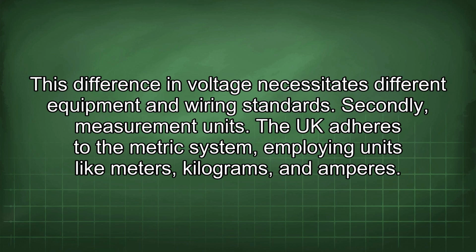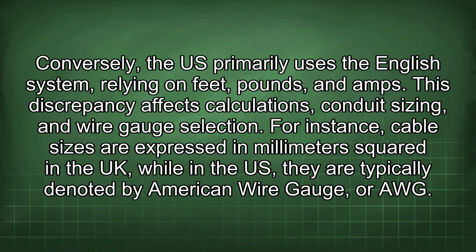Secondly, measurement units. The UK adheres to the metric system, employing units like meters, kilograms, and amperes. Conversely, the US primarily uses the English system, relying on feet, pounds, and amps. This discrepancy affects calculations, conduit sizing, and wire gauge selection. For instance, cable sizes are expressed in millimeters squared in the UK, while in the US, they are typically denoted by American wire gauge or AWG.